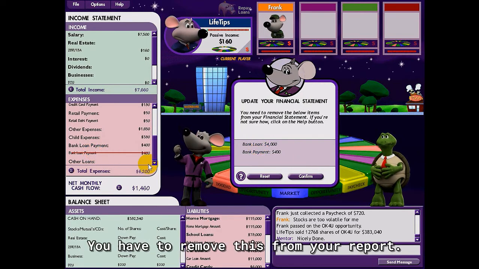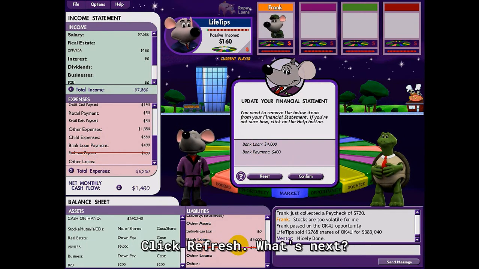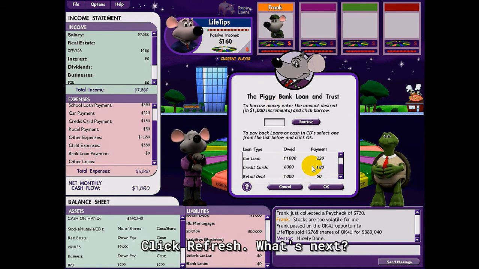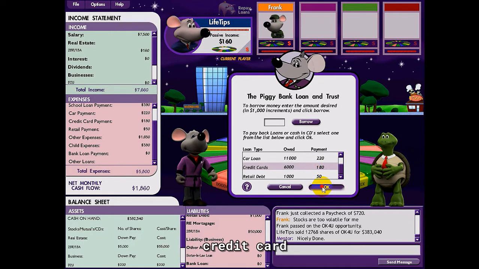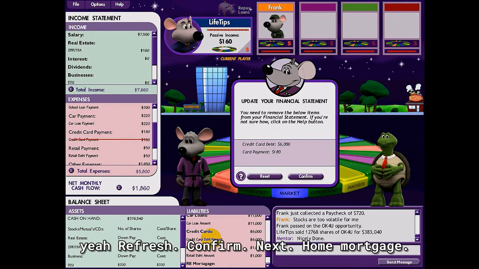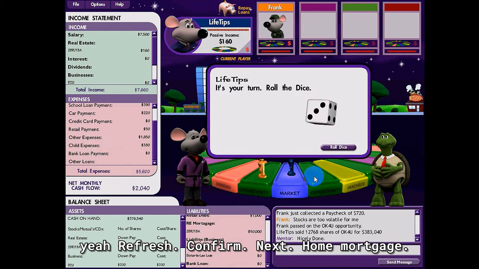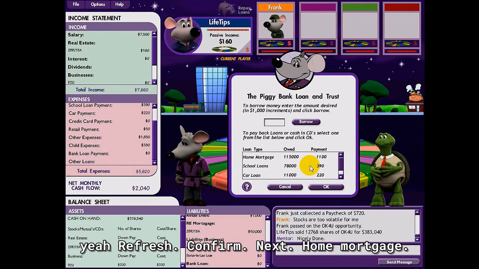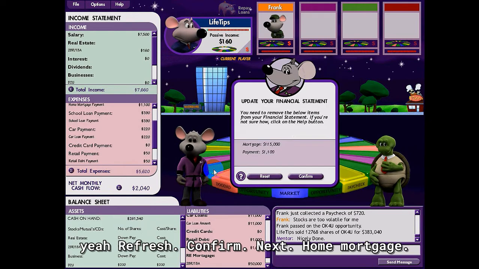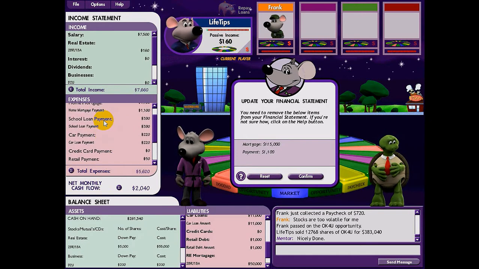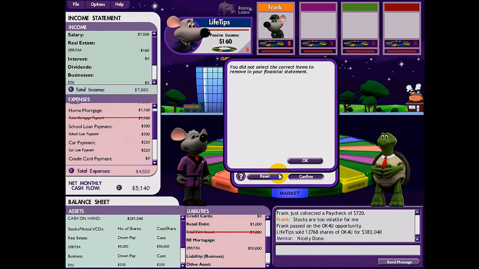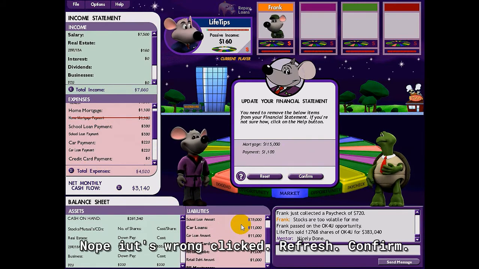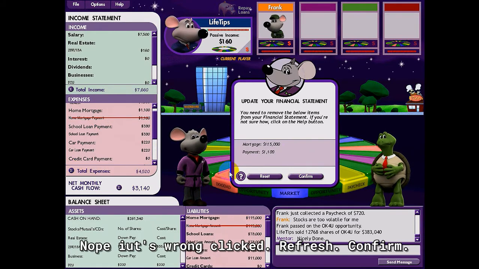Here, you have to remove this from your report. Yeah. Refresh. Okay. What next? Credit card. Yeah. Refresh. Confirm. Next. Home mortgage. It's 1k. That's a lot. Nope, it's wrong. Yeah, up here. Refresh. Confirm.